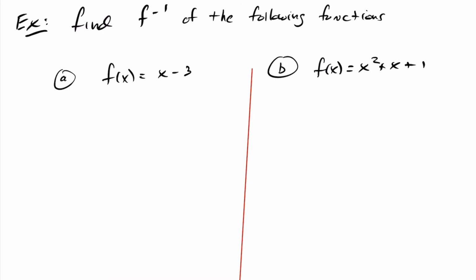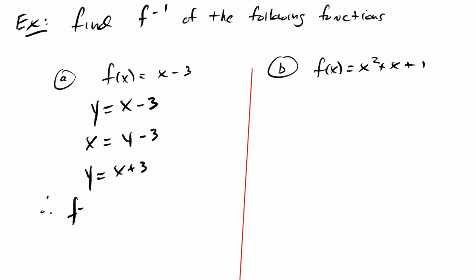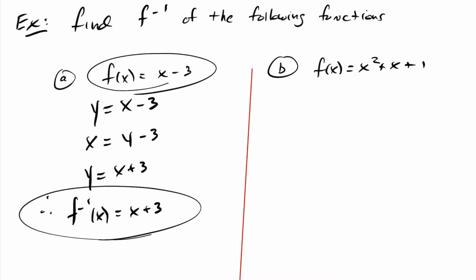So for our first example here, we want to find the inverse of y equals x minus 3. So first, let's change the f at x to a y. Now again, as we saw in the visual demonstration, it amounts to just interchanging your x and y values. Therefore, we interchange our x and y values, and we solve for y. Solving for y, I get y equals x plus 3. So therefore, f inverse of x is equal to x plus 3. Let's try it for the next one here.